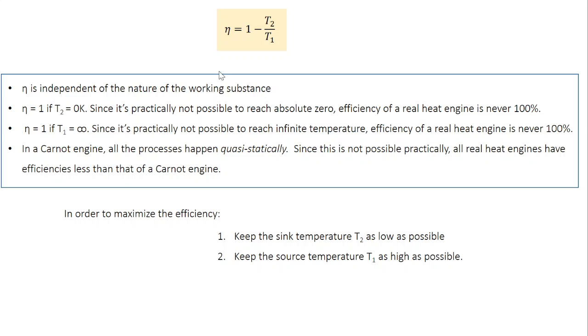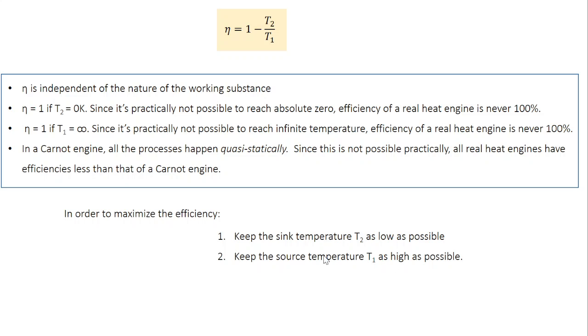Now, if you have a practical heat engine, how do you increase the efficiency of it? So looking at this equation, we know that the factor T2 divided by T1, this is the decrement factor. So if you decrease this factor, then you can maximize the efficiency. Now, how do you decrease this factor? Either you decrease T2, so keep the sink temperature T2 as low as possible, or you can increase T1, so keep the source temperature T1 as high as possible.